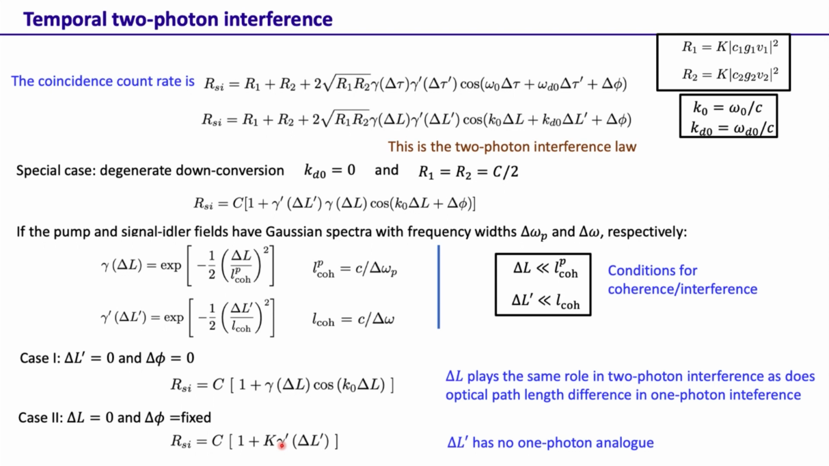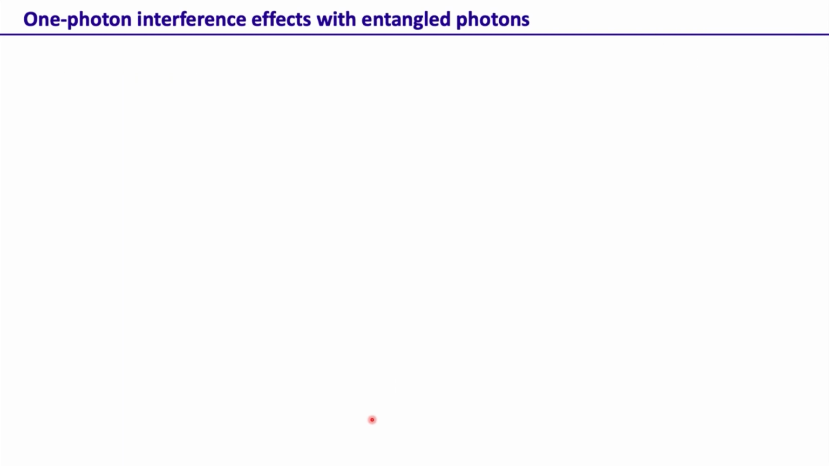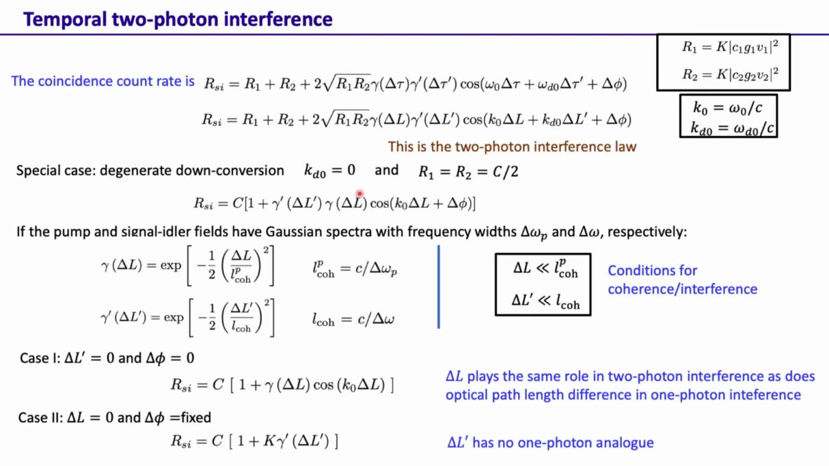So this has really no one photon analog. Delta L does have a one photon analog, but this delta L prime does not have any one photon analog. This is specific to two photon interference. So far we haven't shown an example. In the next lecture I will take one example of a particular two photon interference experiment, so that these things will be much clearer. But in this lecture I just wanted to do the math in all the details.